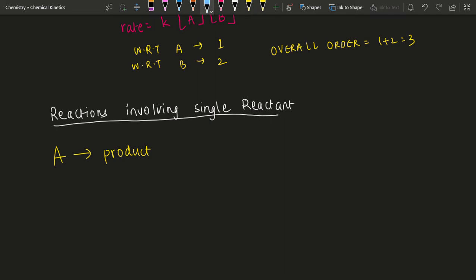And now what you can do is you can use the rate. Rate is proportional to the concentration of A to the power m, and you can write the rate expression. So rate equals K times the concentration of A to the power m. And in this reaction, K is the rate constant, m is the order of the overall reaction, and rate would just be the rate.